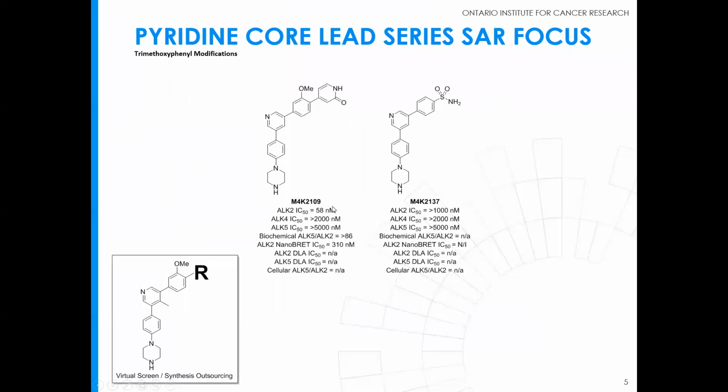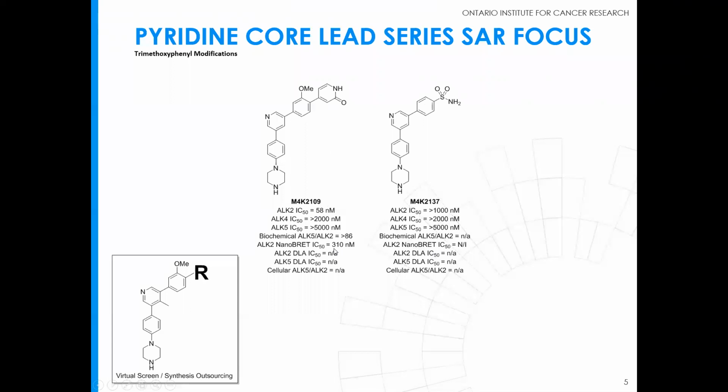Another thing that we've been looking at was just some very different replacements of the trimethoxy. Just to highlight a recent example here. With the sulfonamide, this compound unfortunately is entirely dead, so that's not something we'll be pursuing. But there was a case of this pyridone substitution here. This compound turned out to be decently active on ALK2, and preserves some cell-based activity.